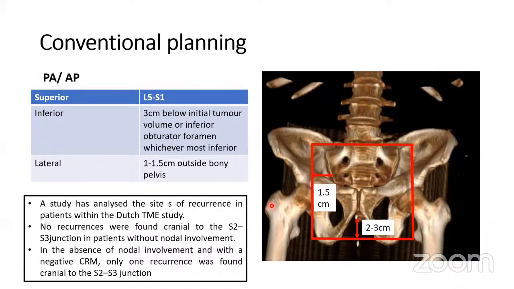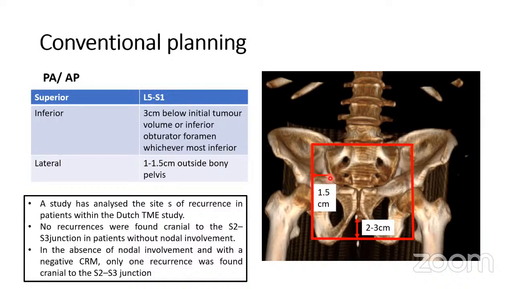Coming on to the conventional planning, generally we do it with a 3-field or a 4-field arrangement. The portals for the anteroposterior or posteroanterior fields would be, superiorly, traditionally kept at L5-S1. And inferiorly, we go 3 centimeters below the lower border of the tumor or the inferior border of the obturator foramen, whichever is more inferior. In order to identify that, keeping markers will help us. This is the marker at the anal verge which we have kept in the patient, and this is the distal border of the growth. So you can go 2 to 3 centimeters below it, and it is well below the obturator foramen. So this should be our lower border.